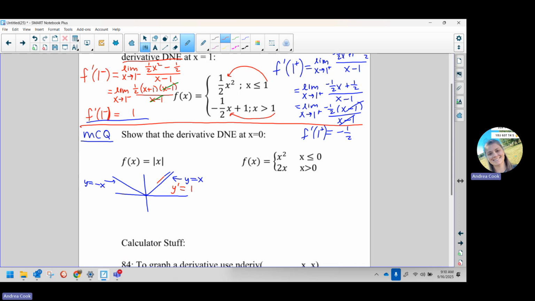What is the slope of the other side? -1. So at 0, the derivative on one side and the derivative on the other is different. So that is why the derivative does not exist at 0. -1 does not equal 1. You can just contract it.